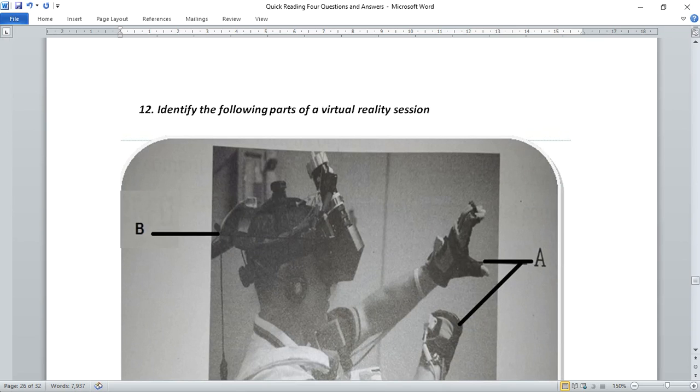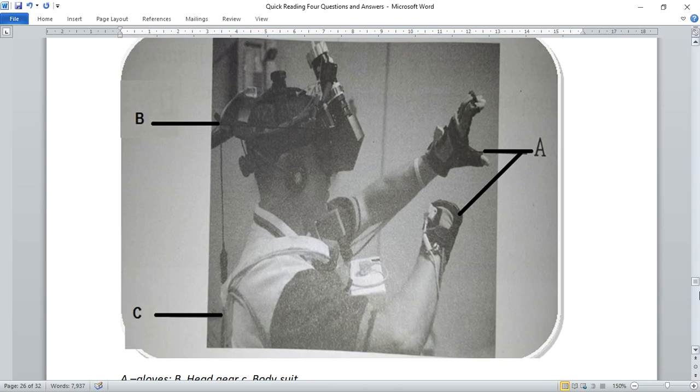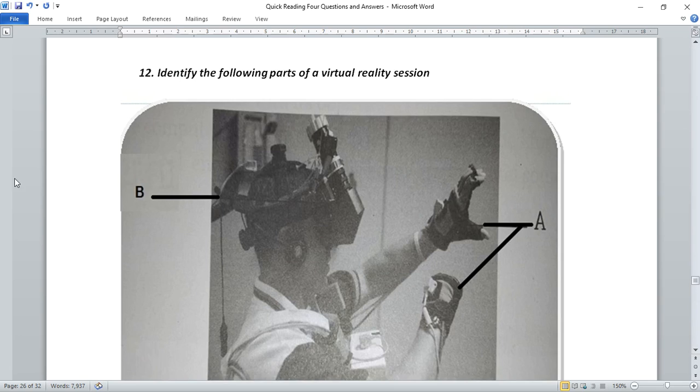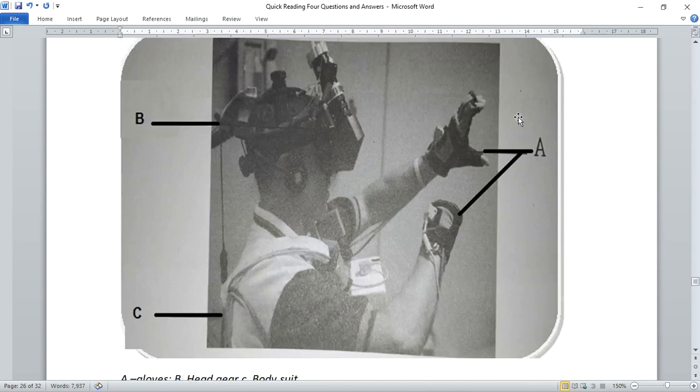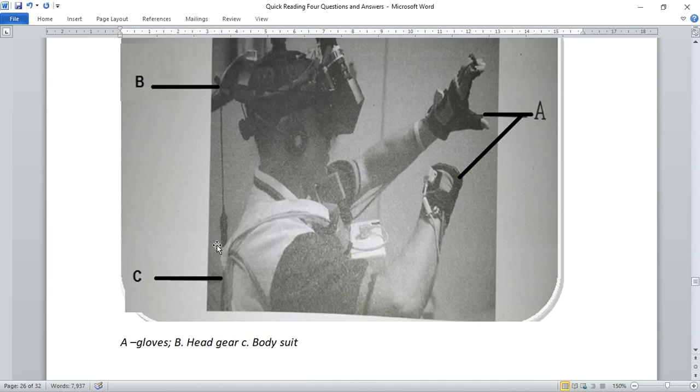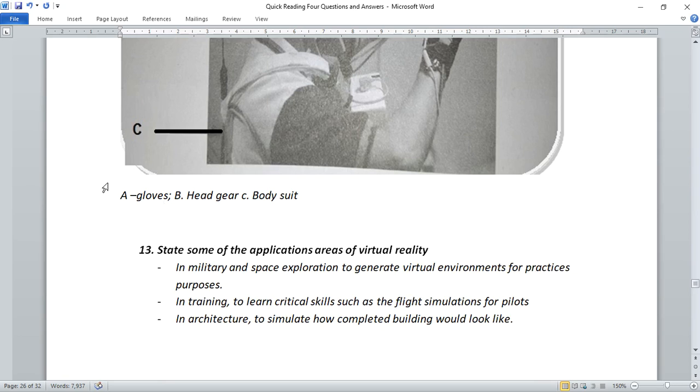Identify the following parts of VR, that is the virtual reality session. You can see this guy here. This guy has worn some special stuff. We have part A, we have part B, and part C. So guys, I want you to identify these parts of a virtual reality session. So part A is the goggles. Then we have the headgear, and then the suit. So we call it the body suit. So this guy has worn goggles, has worn headgear, and a body suit. Sometimes the headgear can be replaced with a helmet.